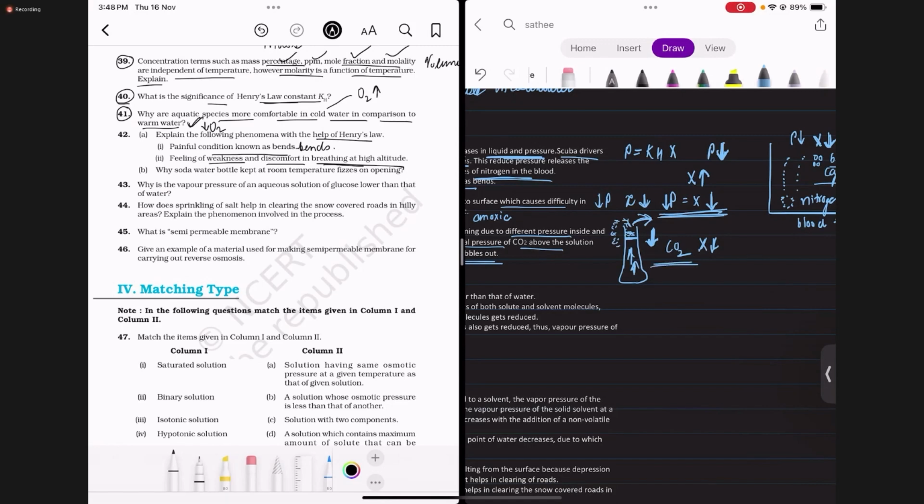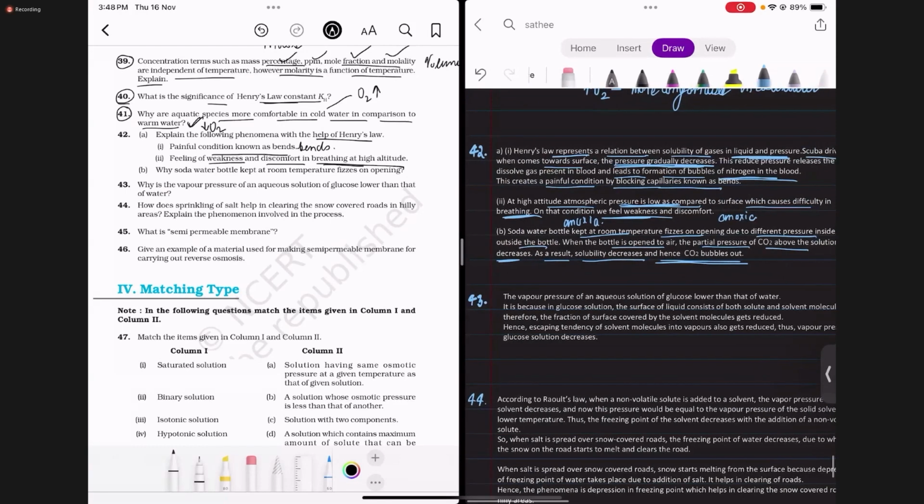बिकॉज CO2 का पार्शियल प्रेशर कम हो रहा है तो सॉल्युबिलिटी विल आल्सो डिक्रीज और CO2 विल स्टार्ट कमिंग आउट एज फिज. इसलिए हमारा सोडा वाटर बॉटल फिजेस एट रूम टेम्परेचर ऑन ओपनिंग.